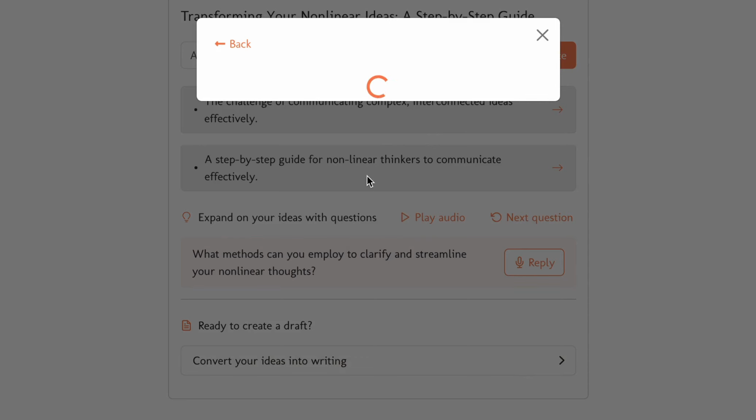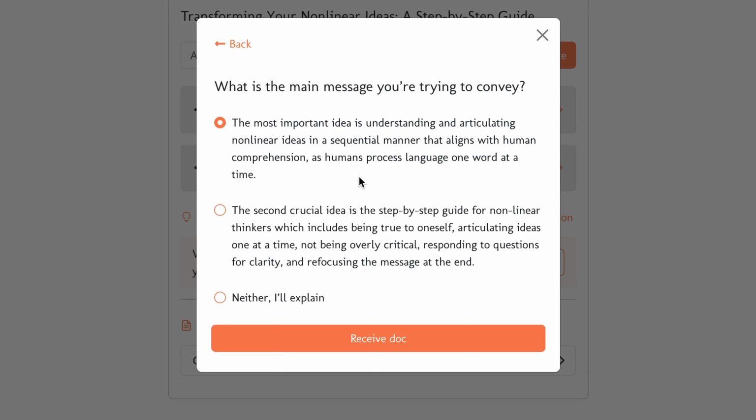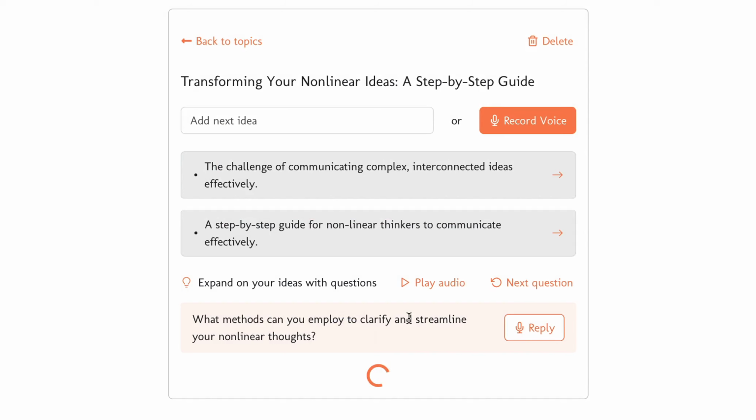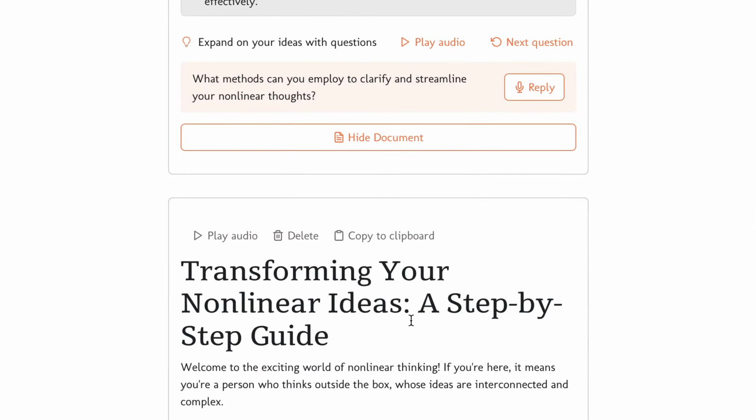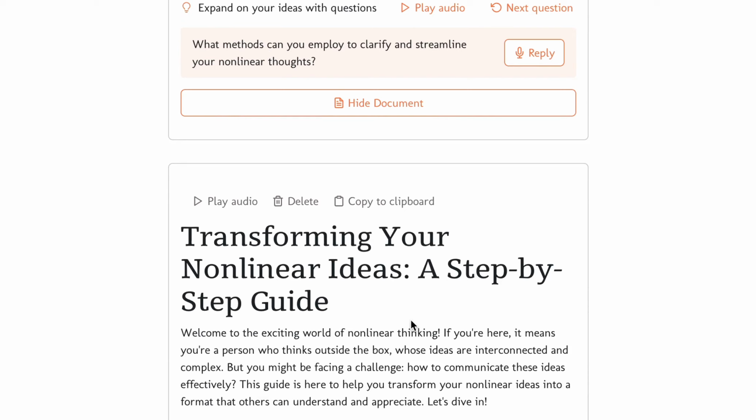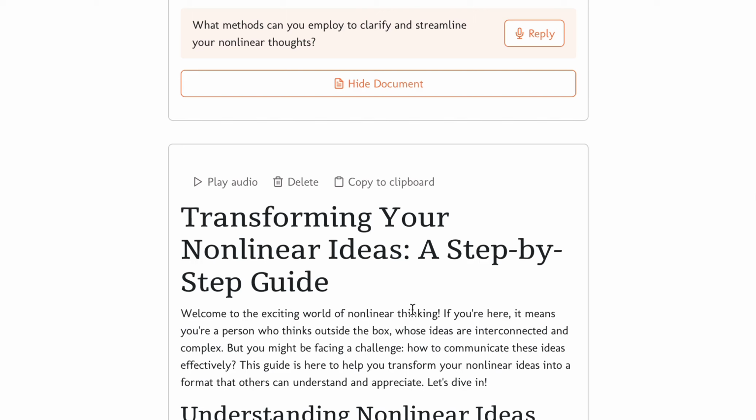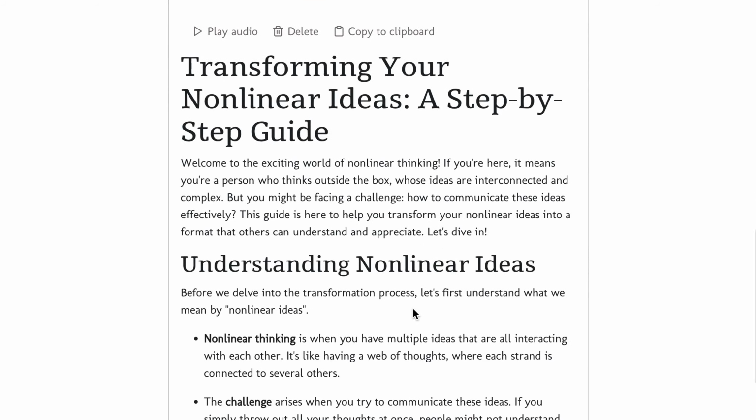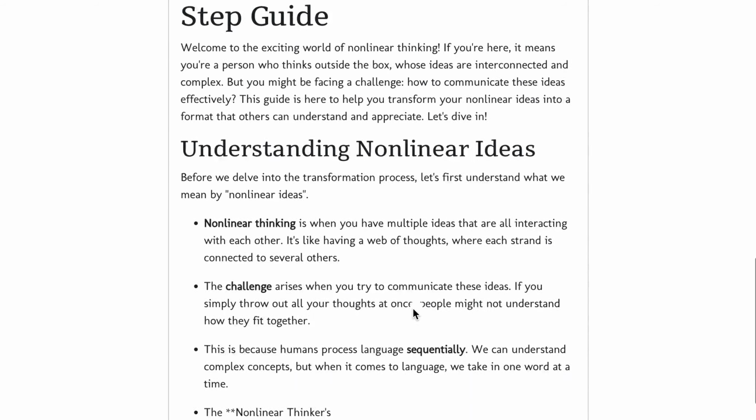I chose long format, and it's going to help refocus on the main point. So it'll generate a couple suggestions. Is the most important idea understanding and articulating ideas in a sequential manner that aligns with human comprehension? Or is it that this is a step-by-step guide to nonlinear thinkers, which includes the steps I outlined? I think the most important thing I want to convey is what a nonlinear idea is. So I'll hit receive a doc, and it's going to compress all of that stuff I just said and turn it into linear writing with structure so people can see it at a glance, see the biggest points, and come back and follow through on whatever is important.